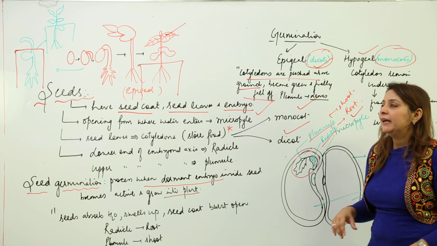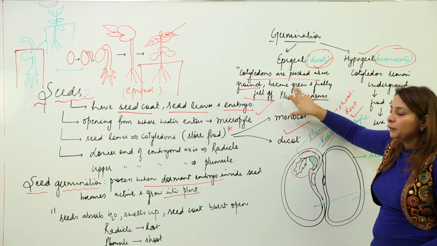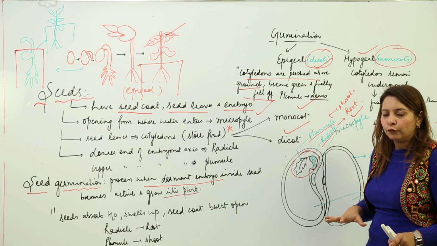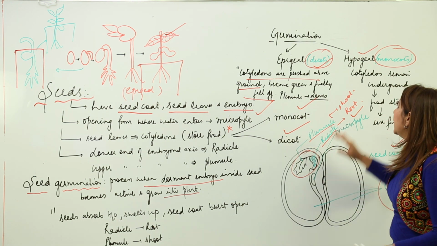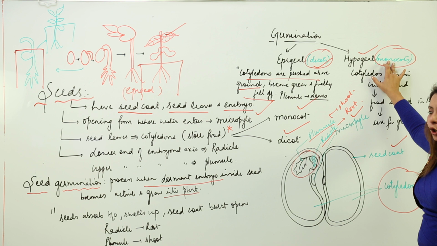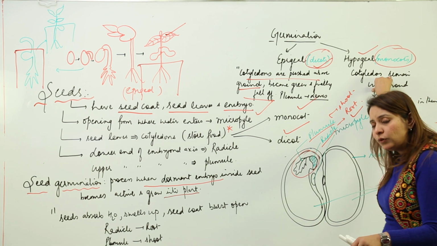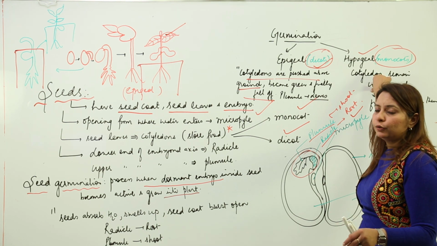If you get a question like this, you are going to write that the cotyledons are pushed up, they become green and start photosynthesizing, and finally they fall off. The plumule forms the true leaves and the radicle forms the true roots. But in the hypogeal, which is seen in monocots, the cotyledons remain under the ground in the soil, and the food present in them is used for the growth of the plant.